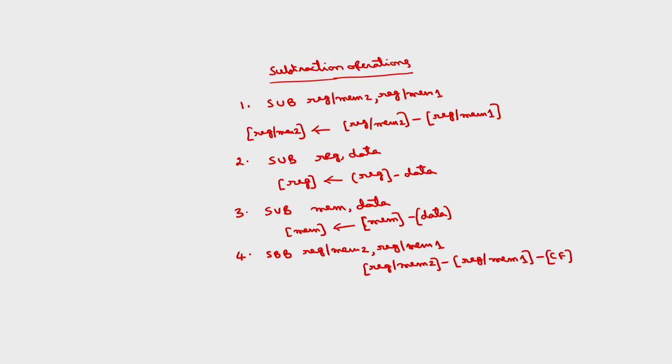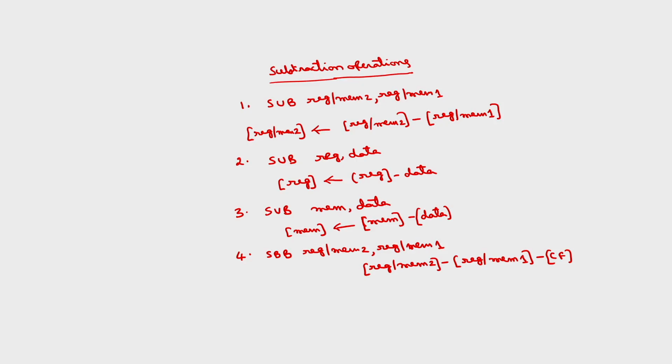So, in case of ADC the carry flag is added; in case of subtraction with borrow the carry flag will be subtracted, because we know that for the carry flag to be set during addition, a carry has to be generated. During subtraction a borrow is required, meaning if the subtrahend is more than the minuend, then the carry flag will be set; there is no separate borrow flag. So, that is why the carry flag status will be subtracted here. This will be stored in register slash memory 2.